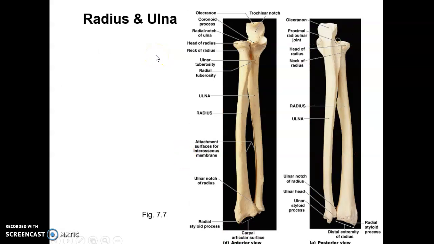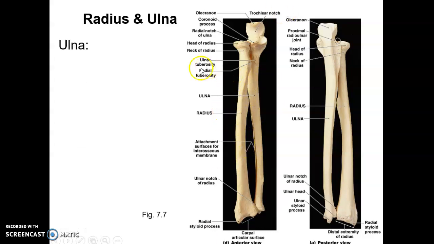Moving to the radius and the ulna. Sorry, this would be the elbow joint. The humerus would be proximal, closer to the body. The radius and ulna would be distal, closer to the wrist and the hand. All right, so this is the right radius and ulna in the anatomical position.